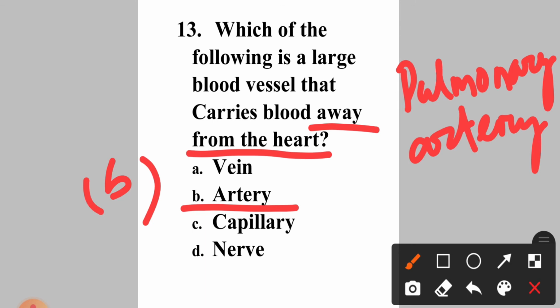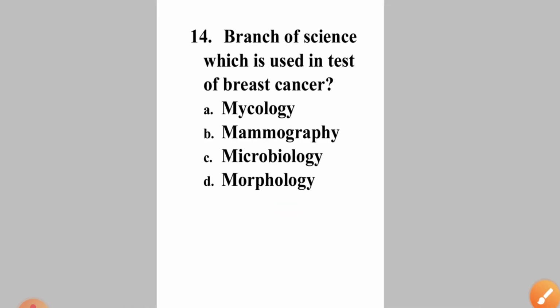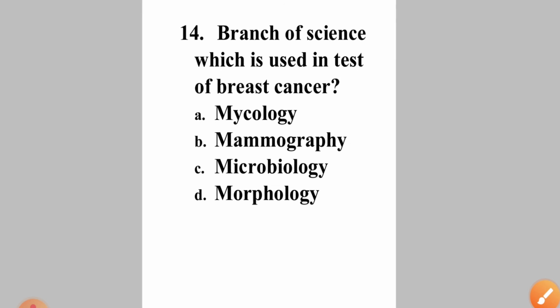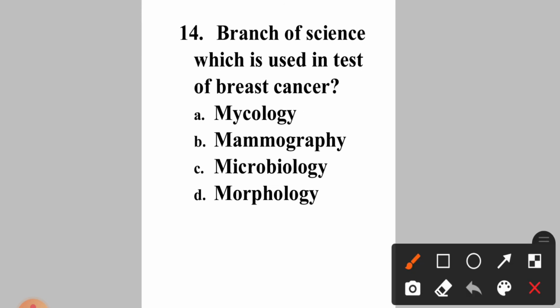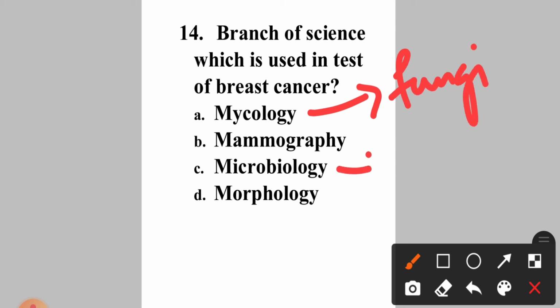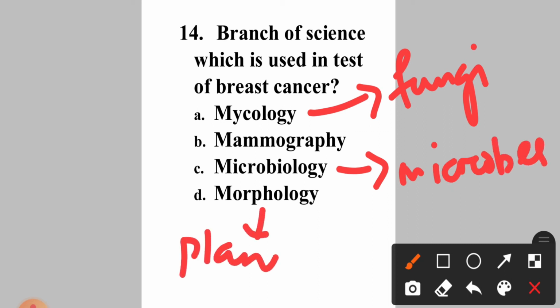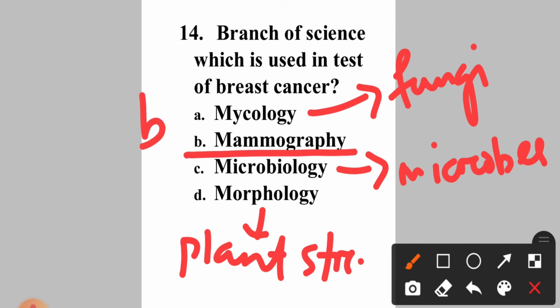Okay. Now come to question number 14. Branch of science which is used in test of breast cancer. A. Mycology, B. Mammography, C. Microbiology, D. Morphology. Okay, so mycology is the study of fungi, whereas microbiology is the study of microbes. Morphology is the study of plant structure, and mammography is used for the study of breast cancer. Okay, so answer will be option B, that is mammography.